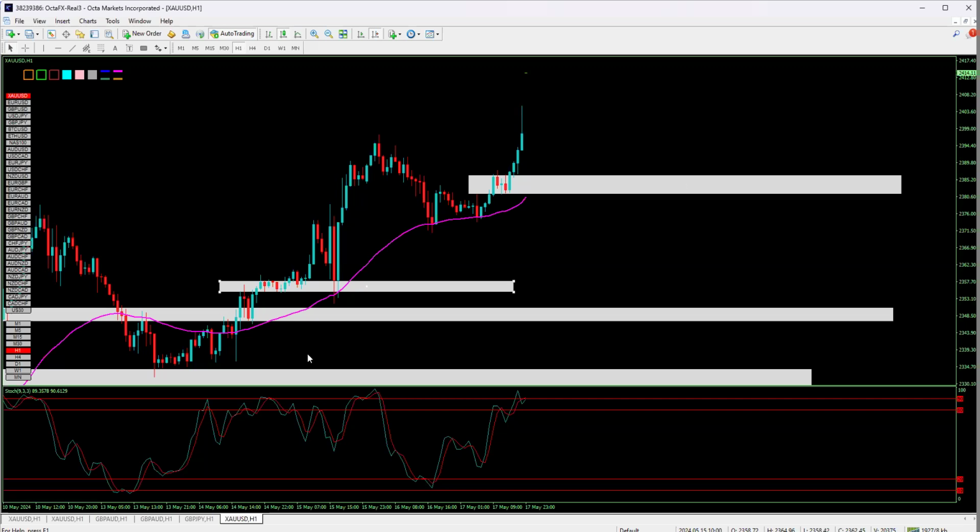Yeah. So if you have any question, you can ask. So this week, that's what I'm expecting with gold. So it might come up to this zone before it will continue going up.